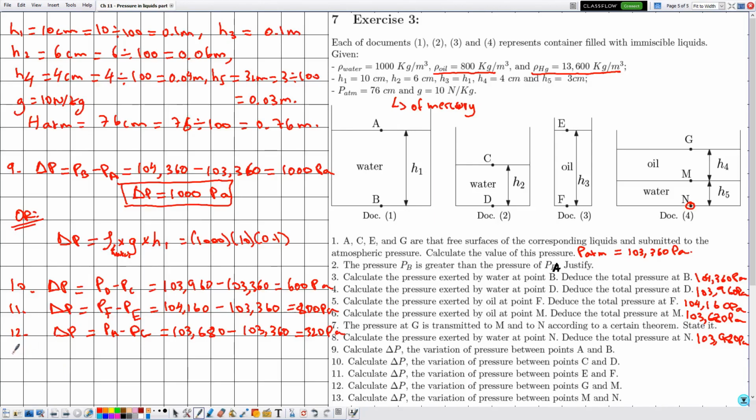Now finally in number 13, delta P, the variation of pressures between the points M and N. Because N is located at a horizontal level lower than that of M, we'll start with it. So it's Pn minus Pm. The pressure at the point N is given by 103,980 minus 103,680. Plugging this on the calculator, the variation of pressures between the points N and M is given by 300 Pascal. And by this we have finished solving this exercise.